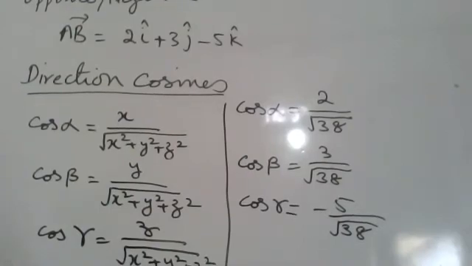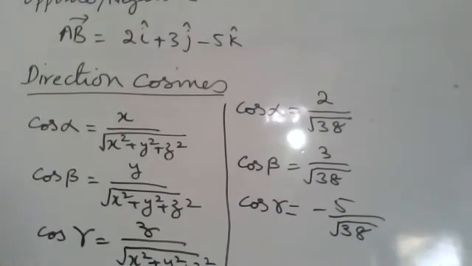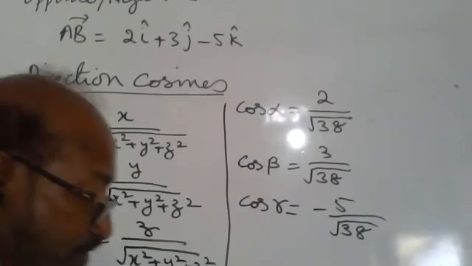Number 3, the unit vector. First we found how to find the vector when two points are given. Then we found how to find the magnitude of a vector. Then we found how to find the direction cosines of the vector. Now we will find the unit vector. How to find the unit vector? The unit vector is also called the direction vector.